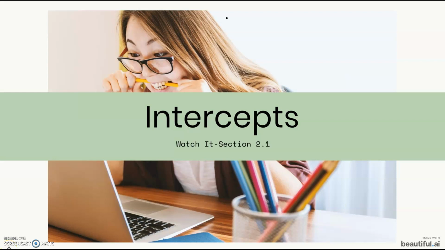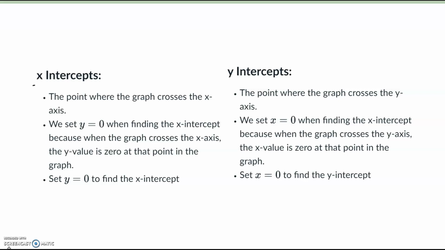Okay, now let's learn a little bit more about intercepts. The x-intercept is a point where the graph crosses the x-axis. We draw our rectangular coordinate system here. Here's the y-axis and here's the x-axis. The x-axis is always horizontal.